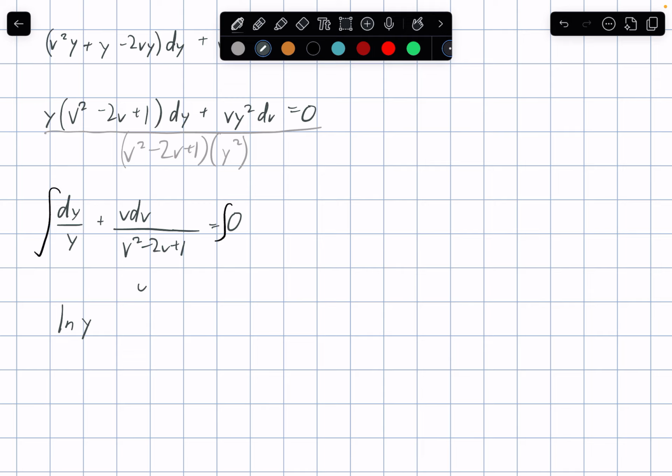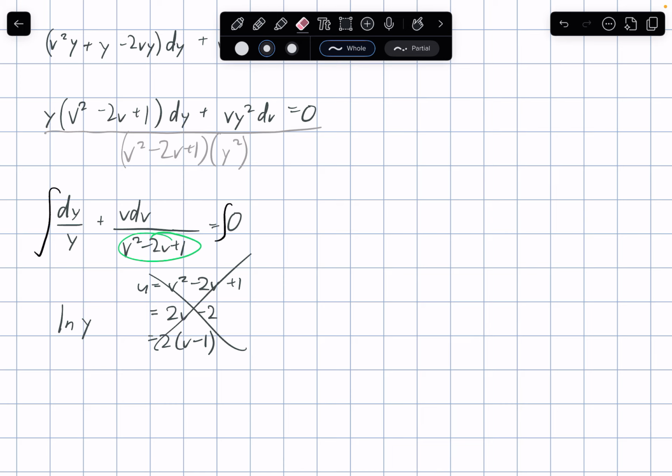okay, how do we integrate this? Let's try u as v squared minus 2v plus 1. That's gonna be 2v minus 2 to v minus 1. You can't, no? Actually, if we want to try long division, you actually can't. What gives you the idea that you cannot perform long division is because the highest degree of the denominator is greater than that of the numerator.